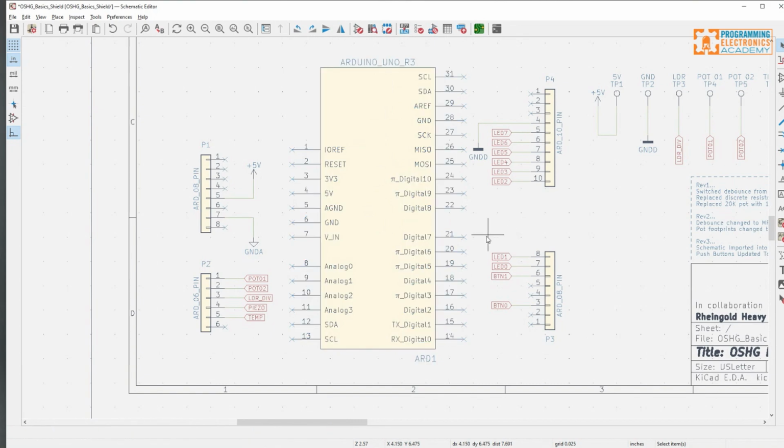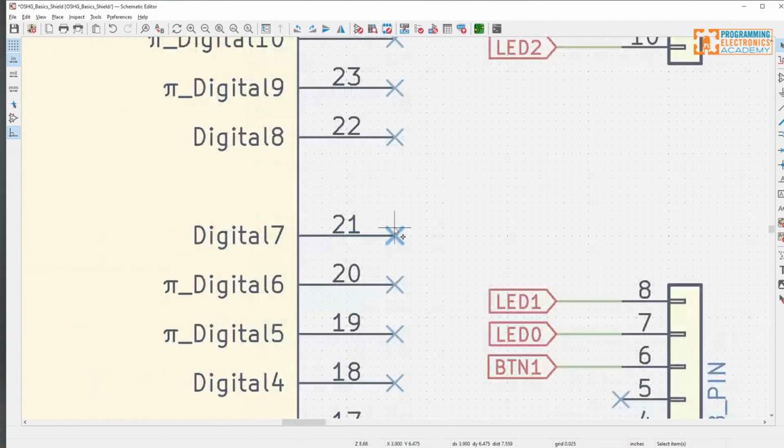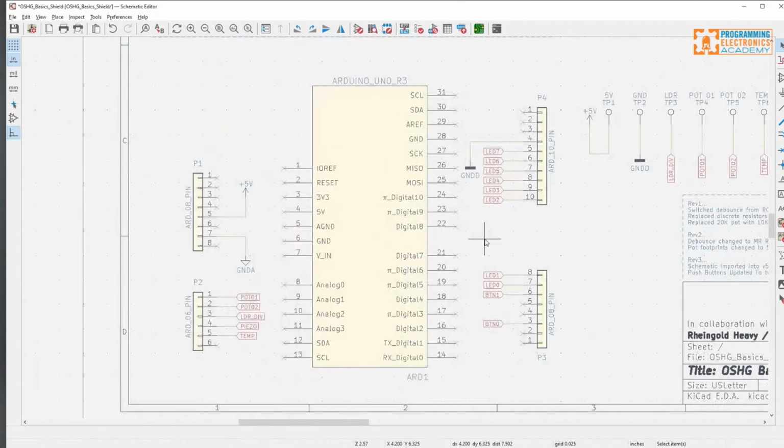In fact, when you're looking at the schematic, all these little blue X's mean disconnected, not connected. So it's like an NC, not connected. Right.